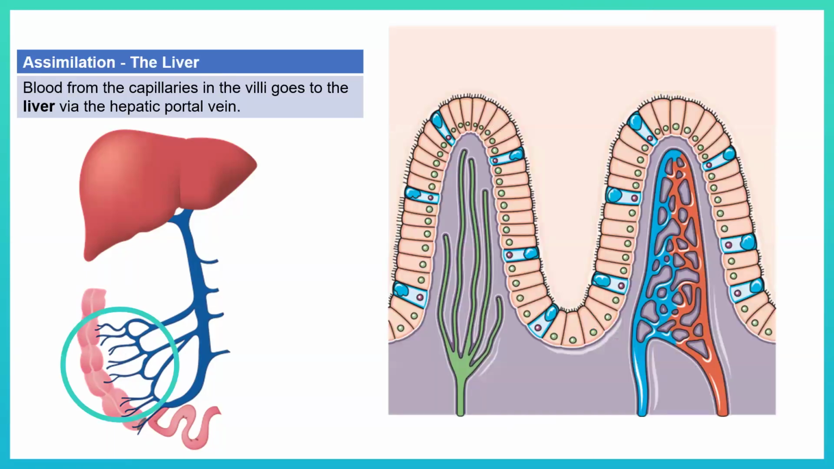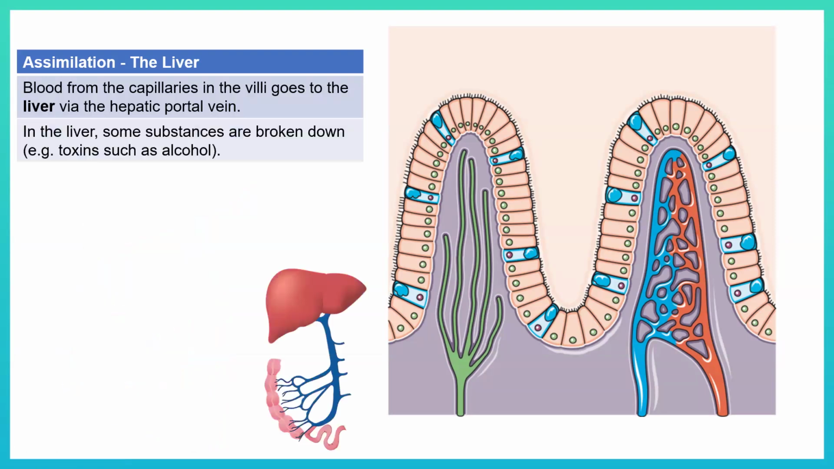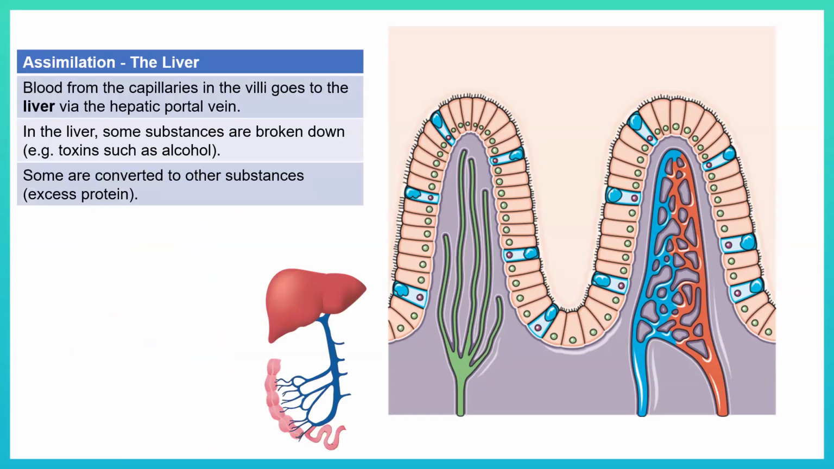So those capillaries here inside the villi, which are the structures that we were looking at, they drain into the hepatic portal vein, which goes to the liver. So some substances are broken down in the liver, some toxins such as alcohol. Substances are converted into other things, for example, excess protein.